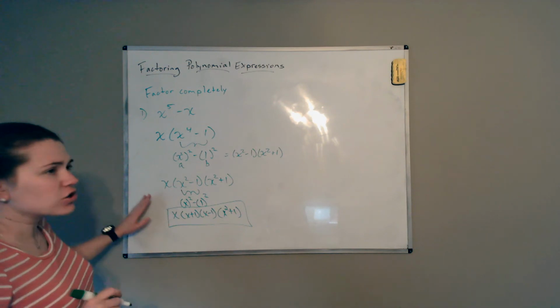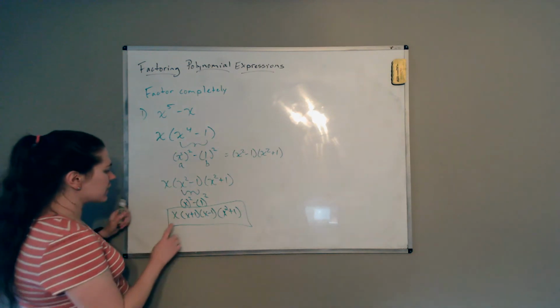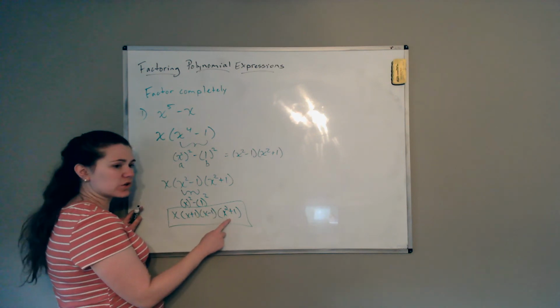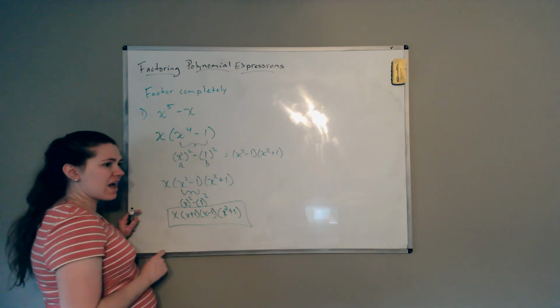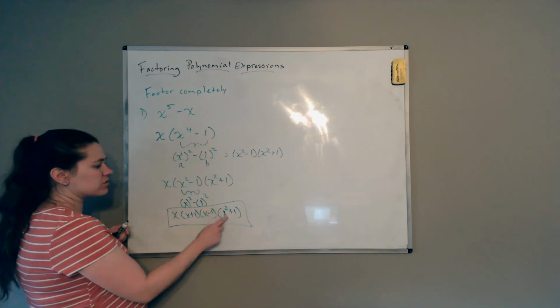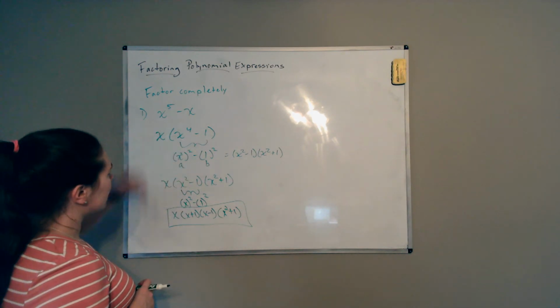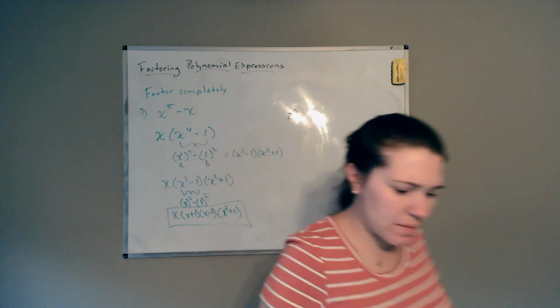One way to check to make sure you're on the right track: this was a 5th degree polynomial. Notice, this was linear, this was linear, this was linear, this was a quadratic. Degree 1, degree 1, degree 1, degree 2. Add that up. 1 plus 1 plus 1 plus 2 is 5. Okay? If you were to multiply it out, you would get that x to the 5th. Okay, so let's do another one. Number 2.